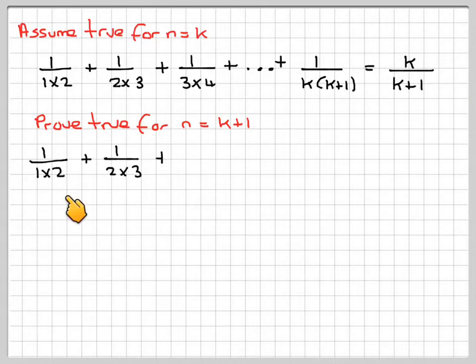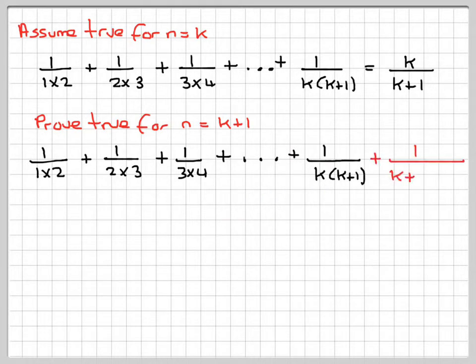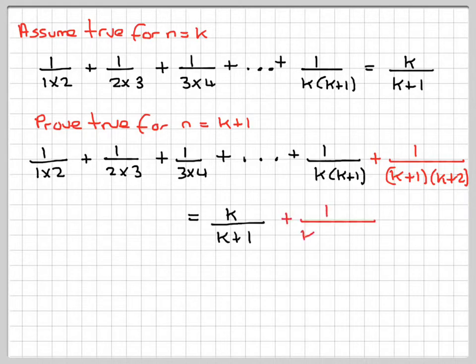So we get 1 over 1 times 2, plus 1 over 2 times 3, 1 over 3 times 4. If we add in the k plus 1 term, the k becomes k plus 1 and this becomes k plus 2. And then we take our sum, which is the sum of all that, and we need to add that to it.